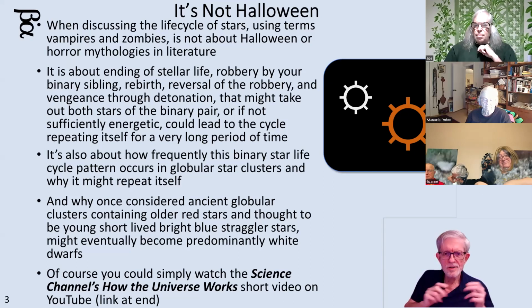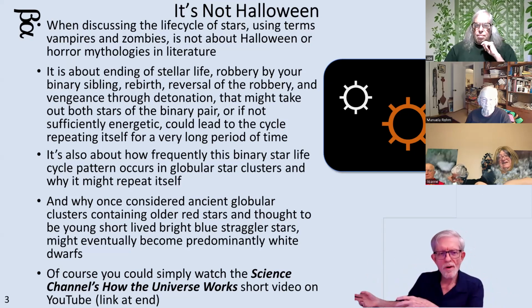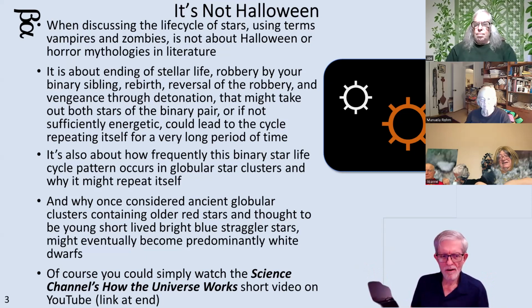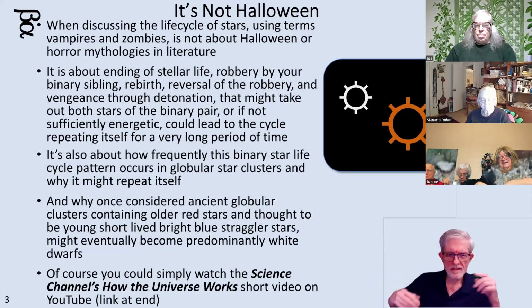And then your sibling could rob from you and maybe detonate itself if it gets enough of a shell on the outside of it. Or both stars could be taken out. If you don't detonate one from the other, then this vampire, zombie, vampire is likely to go back and forth for a very long period of time.